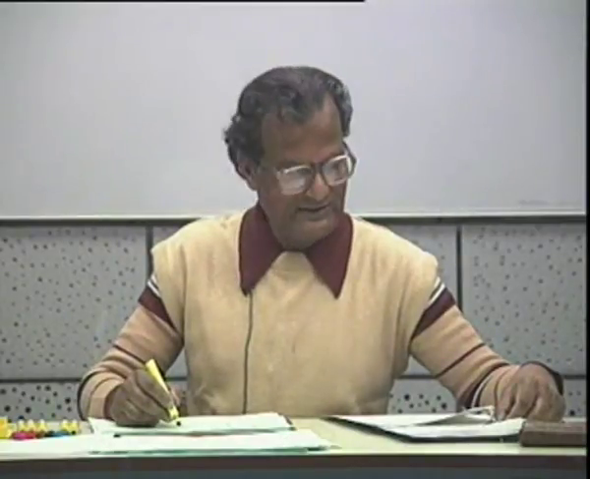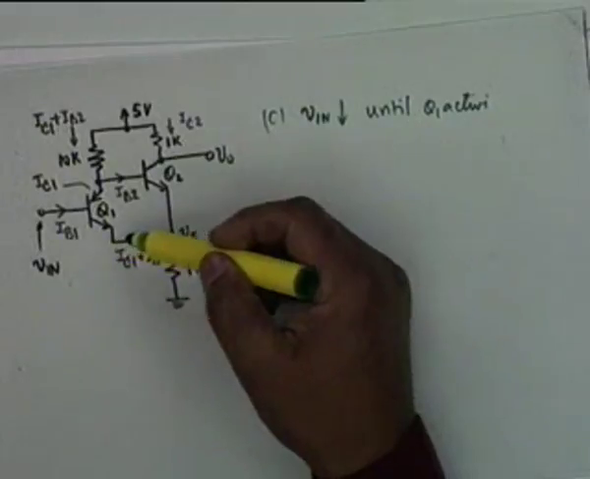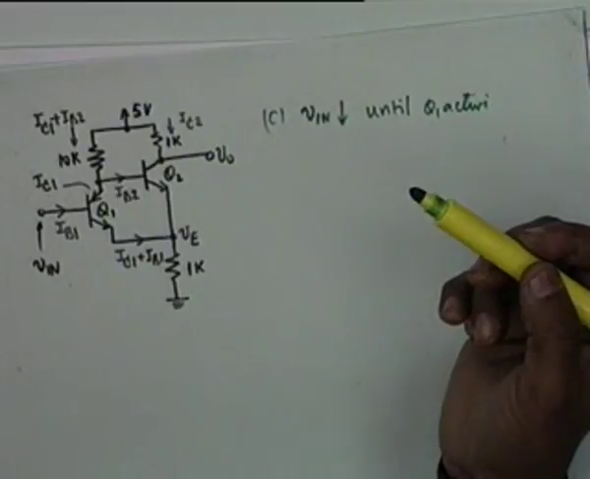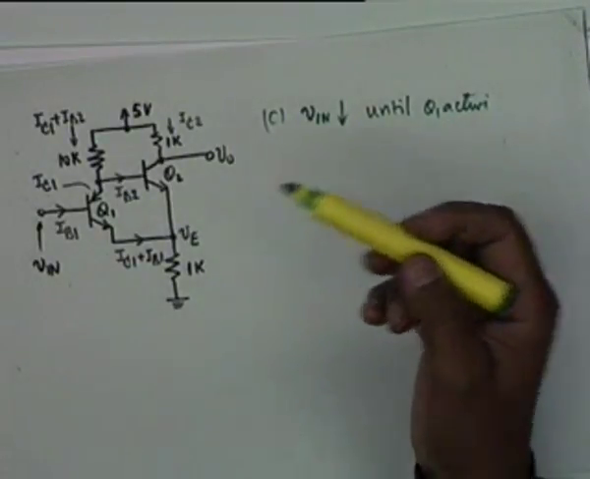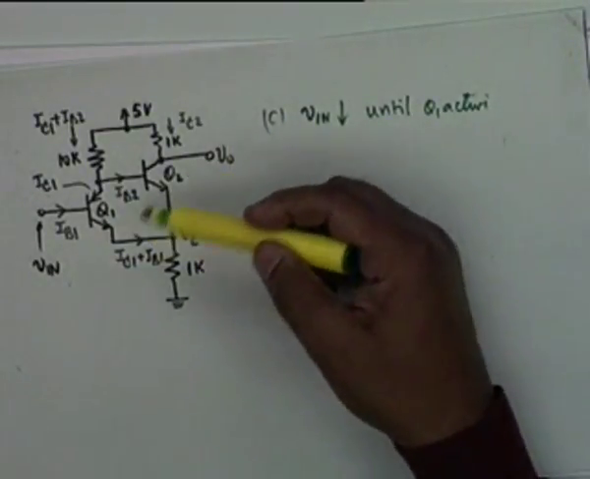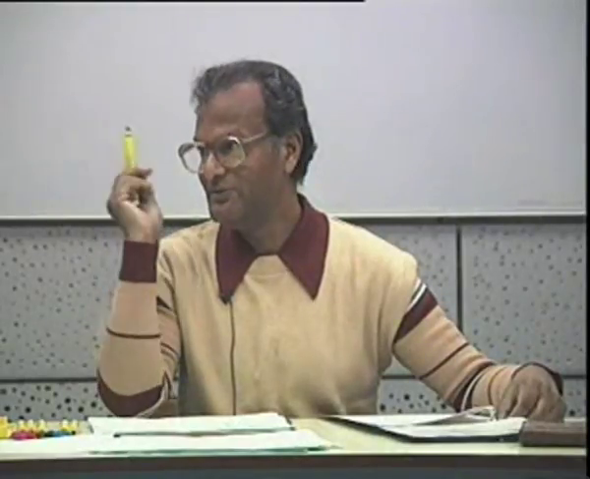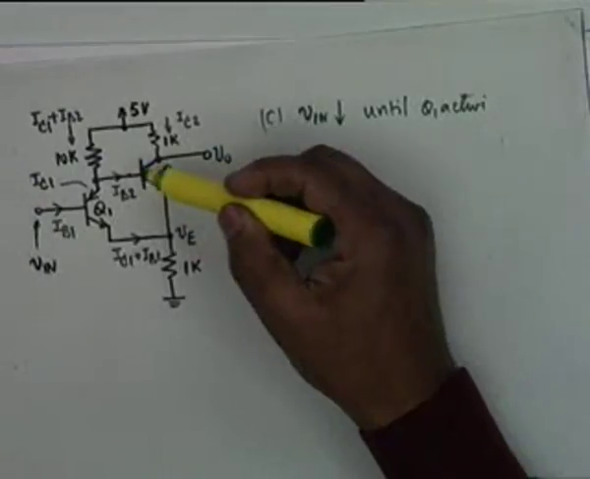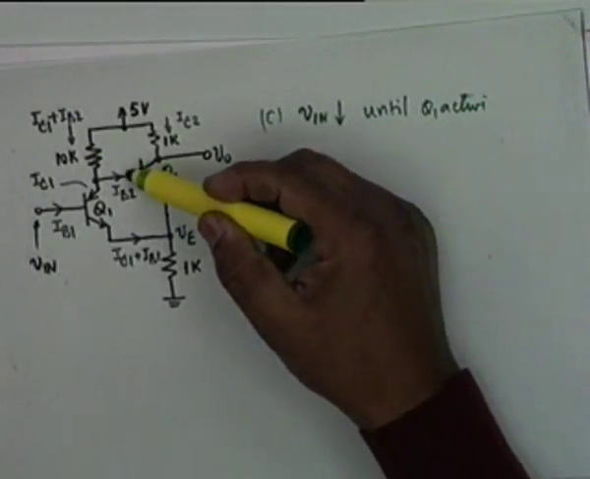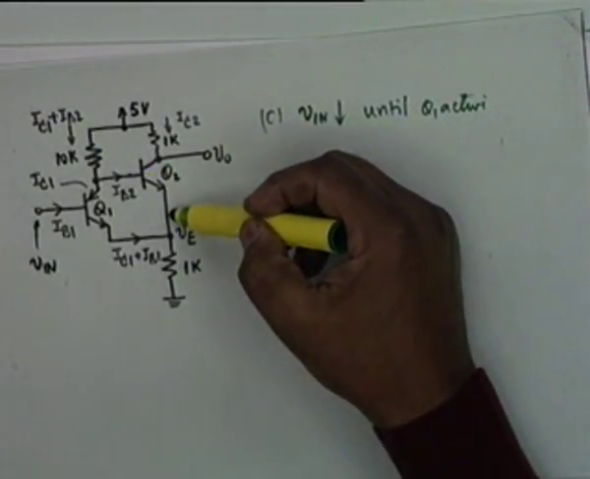If Q1 becomes active, then VBE1 would be equal to 0.7. And if I want to change states, you see Q2 was off earlier. If I want to make Q2 conducting, then this voltage VBE2 must be reduced to 0.5.